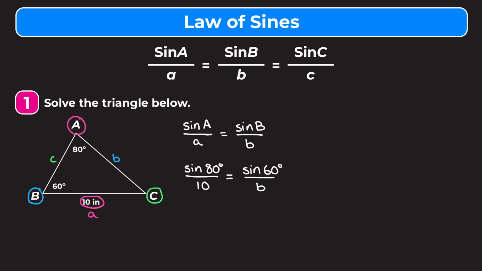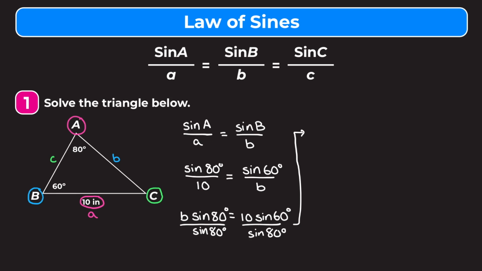I'm going to solve for it before I put it into my calculator so that I'm not rounding throughout. So we're going to cross multiply. We multiply b by the sine of 80 degrees and set that equal to 10 times the sine of 60 degrees. To get the b by itself, we just have to divide both sides by the sine of 80 degrees. We are going to get that little b is equal to 10 times the sine of 60 degrees over the sine of 80 degrees.